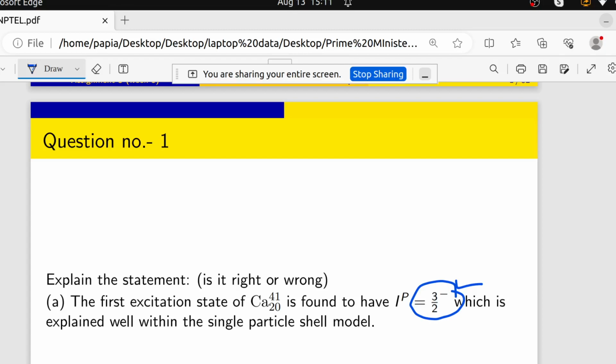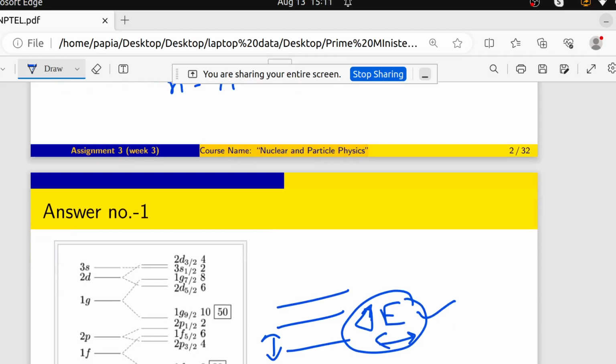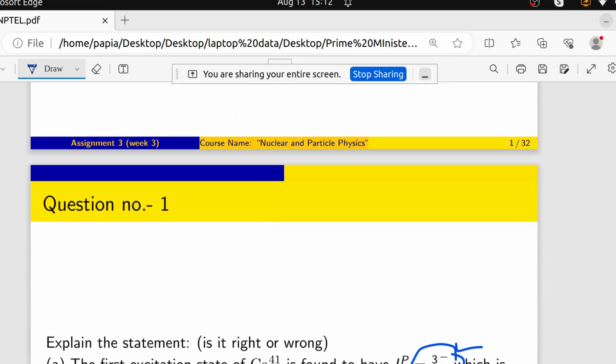So calcium-41. Similar questions were already explained in the previous week, but still we are going to do that. Here the proton number is 20. Now coming to the neutron number. Neutron number is 41 minus 20, which is nothing but 21. So if I have the expression for that, 21 means that 20 are filled fully, and the last state is 1f 7/2 with 1 neutron, and it is in the ground state. Now coming to the first excited state, as they are asking about the first excited state.